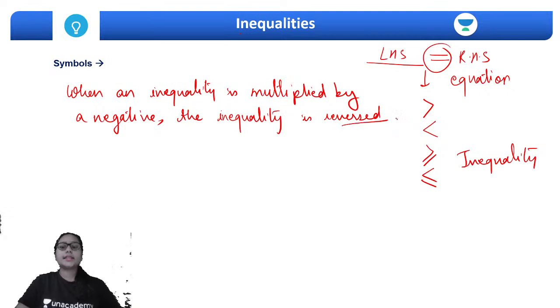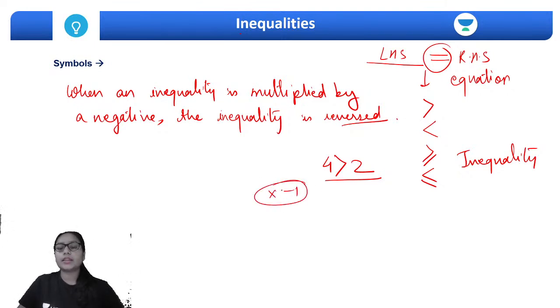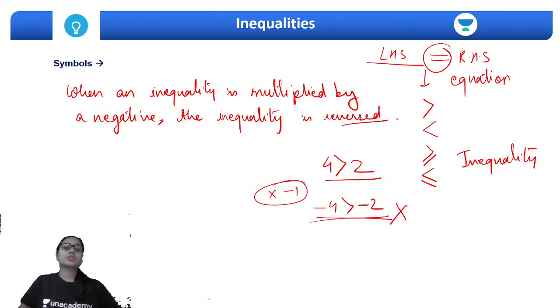Okay, why? Because see, let me just write down one inequality. I can write that 4 is greater than 2. This is true. Now if I multiply this by minus 1, I will get minus 4 is greater than minus 2.